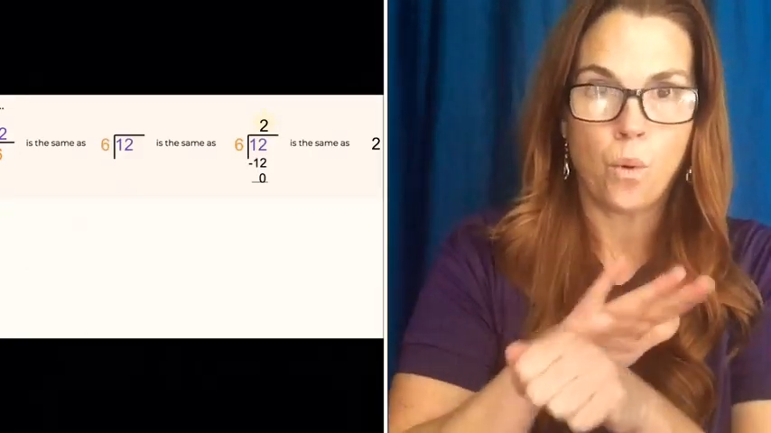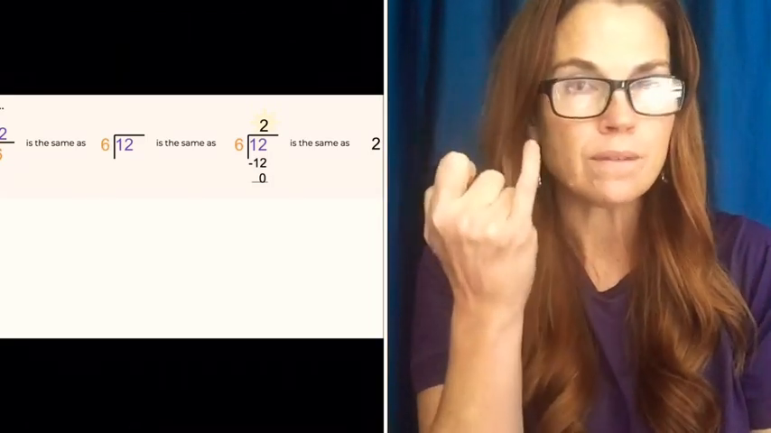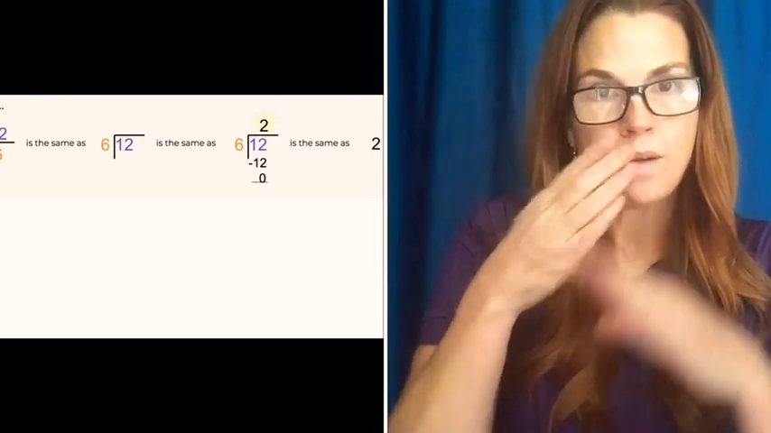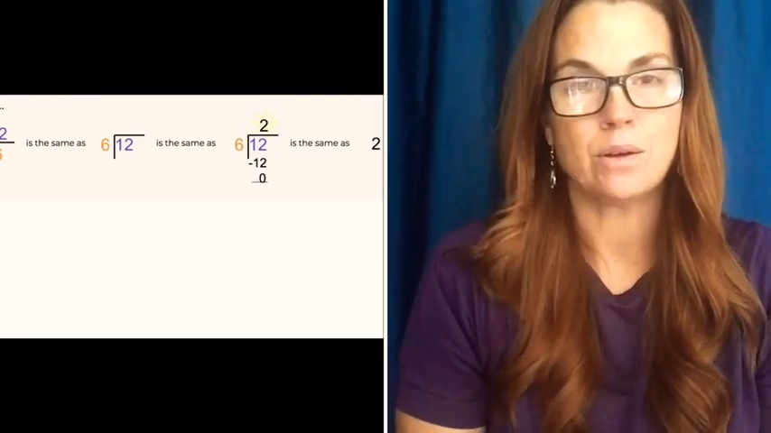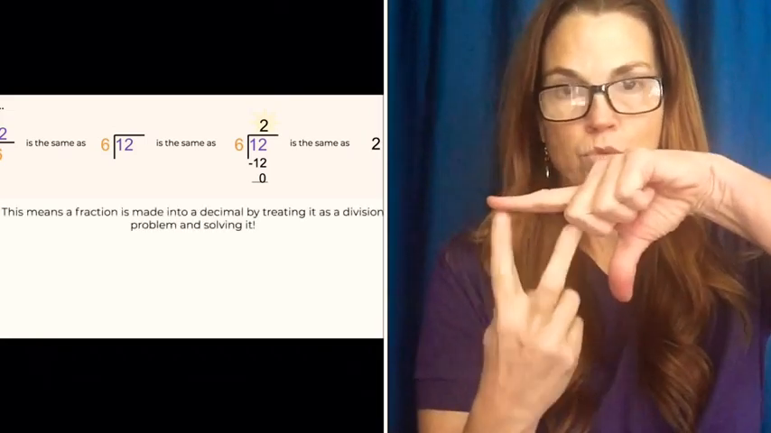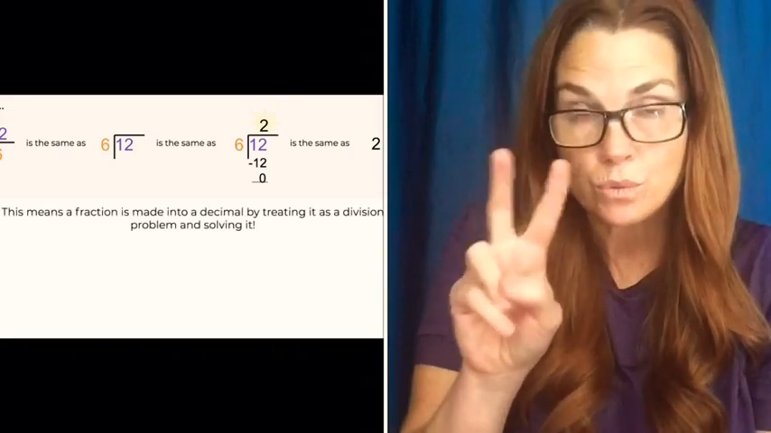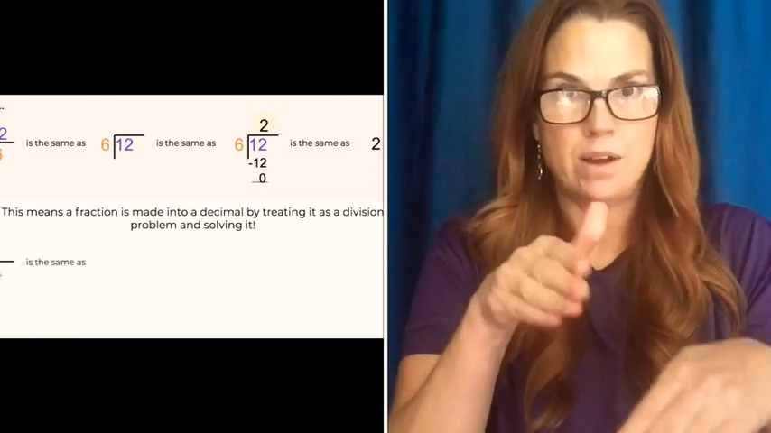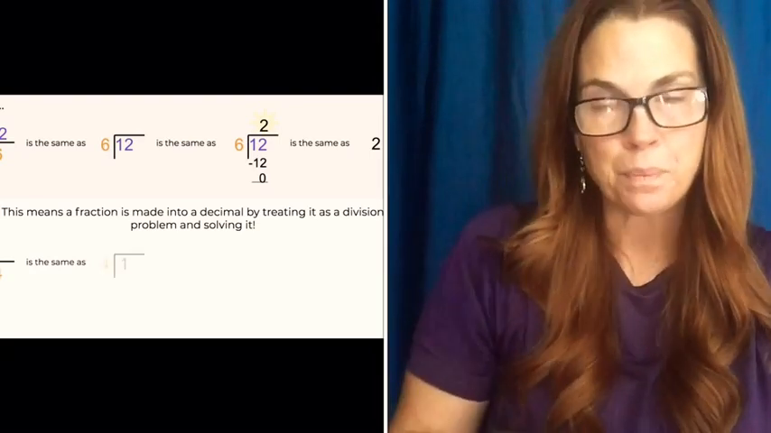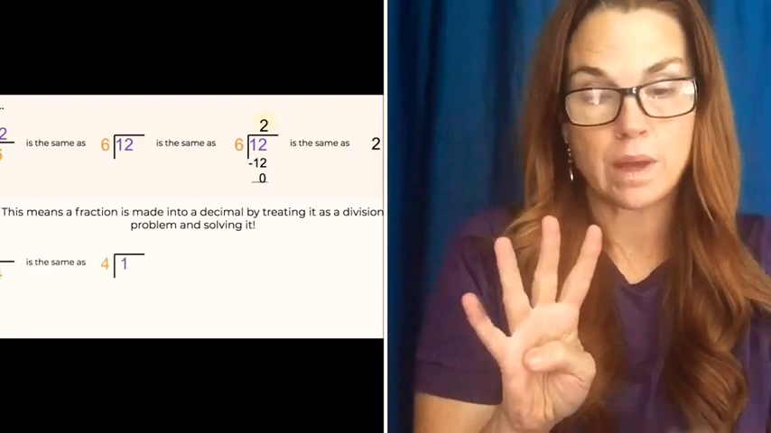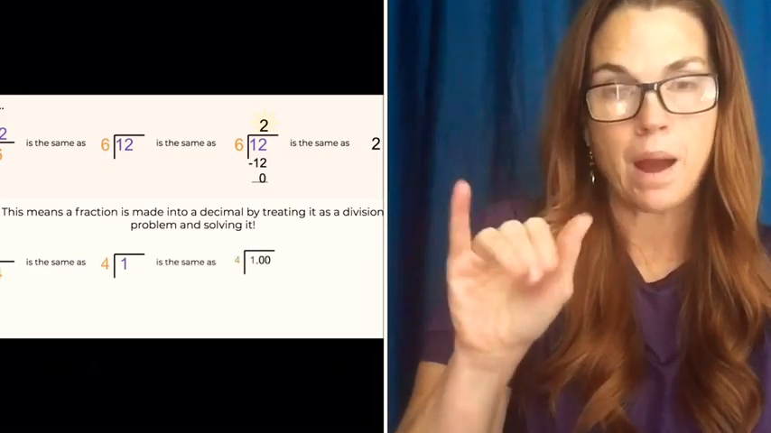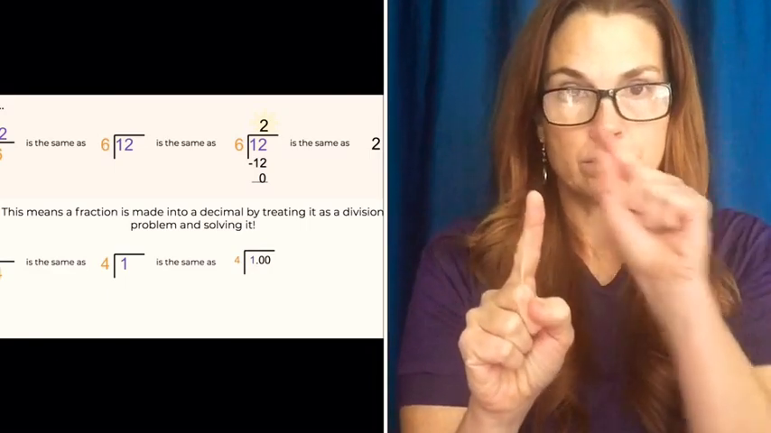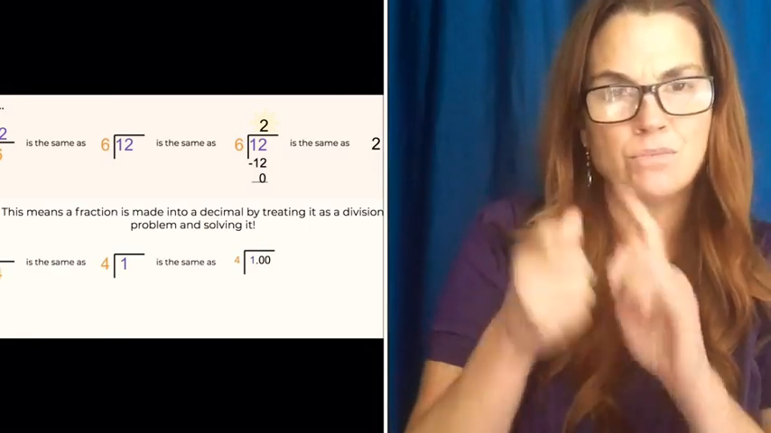So, if 12 over 6 is the same as 12 divided by 6, which is the same as carrying out the division problem and getting 2, this means that a fraction is made into a decimal by simply treating it as a division problem and solving it. 1 over 4, or 1/4, is the same as 1 divided by 4, which is the same as 1 whole, which could be the same as 1.00. That doesn't affect the value by putting a decimal and zeros after it.